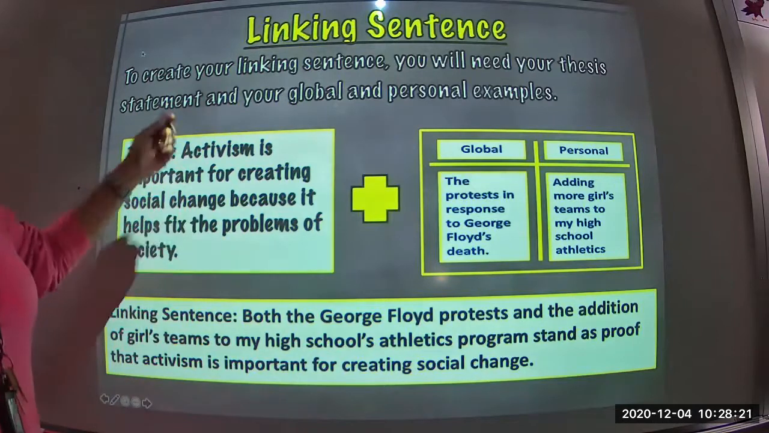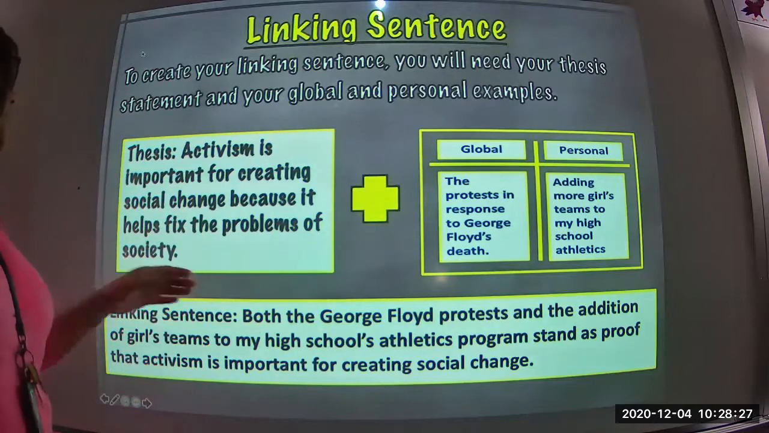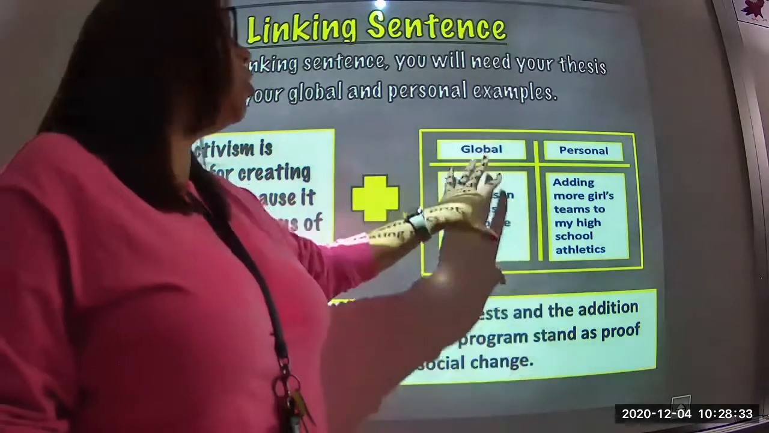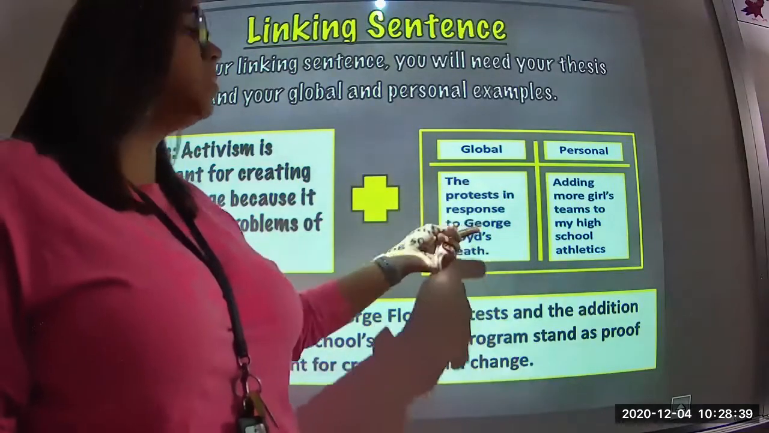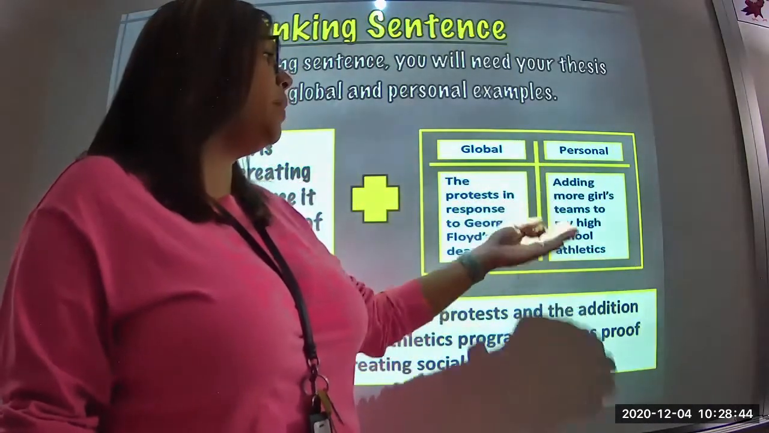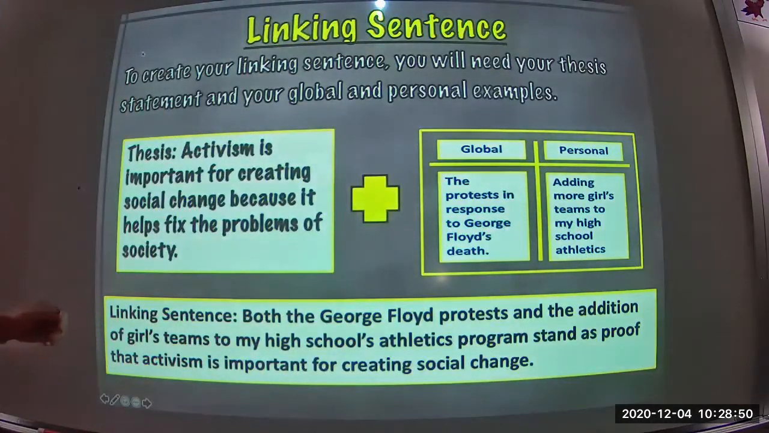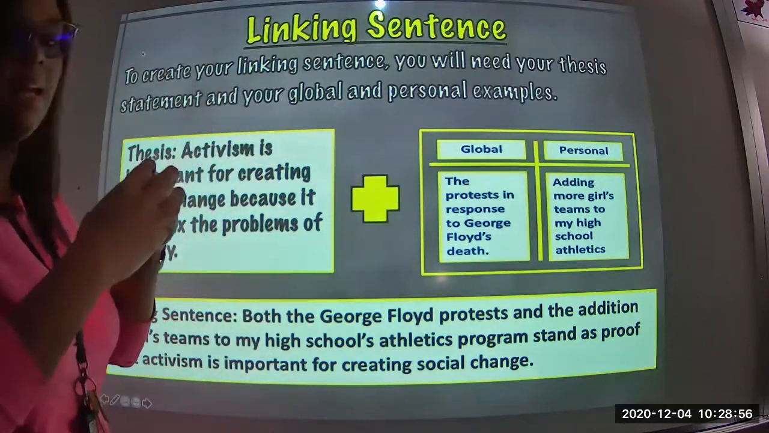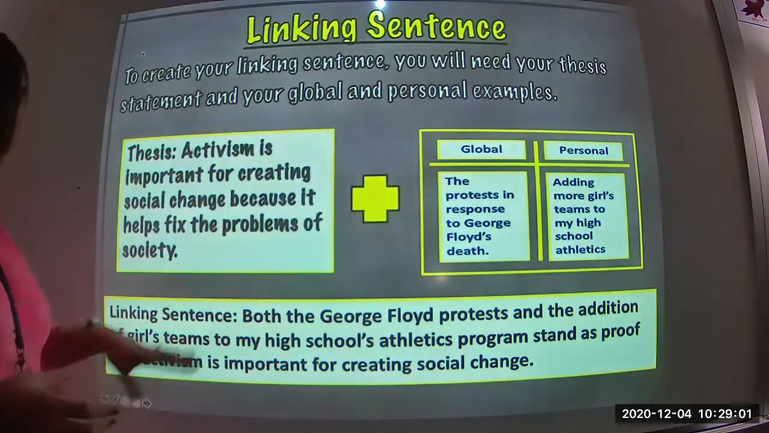So the thesis again was activism is important for creating social change because it helps fix the problems of society. So these were the 2 examples, the global and the personal, that the writer used. For the global one, the protest in response to George Floyd's death. And in the second one, a personal example about adding more girls' teams to the high school athletics department or program. So the linking sentence, again, just as Ms. Garcia said, has to link both your global paragraphs and your thesis.